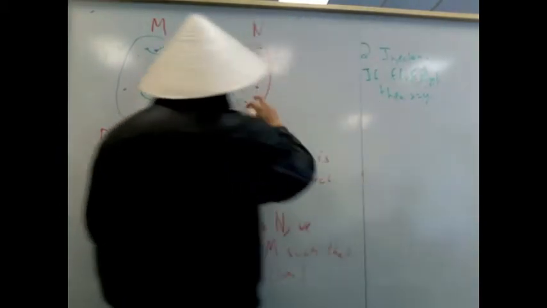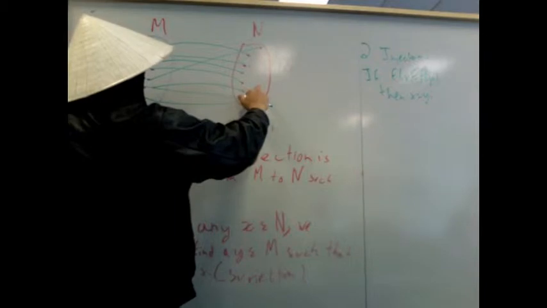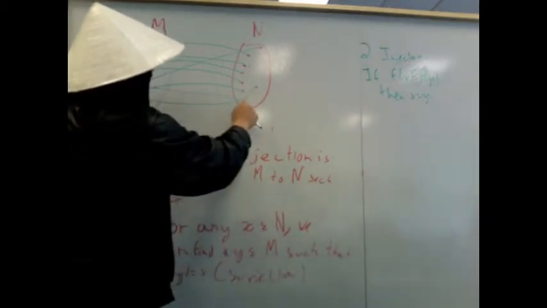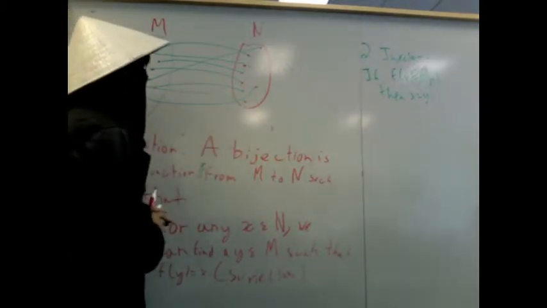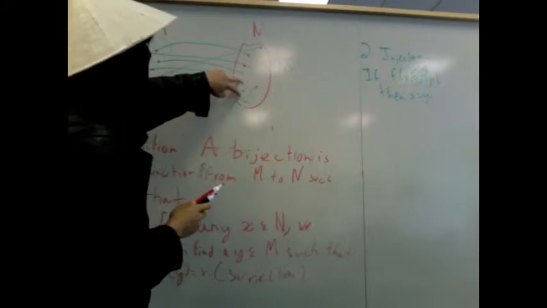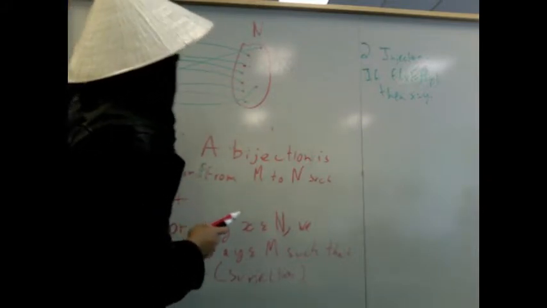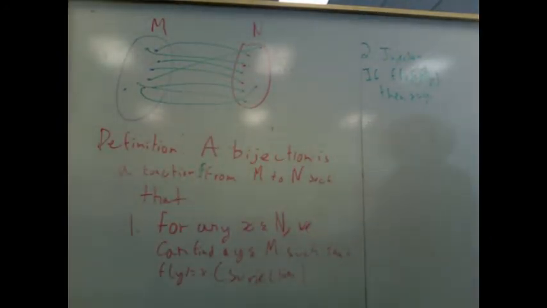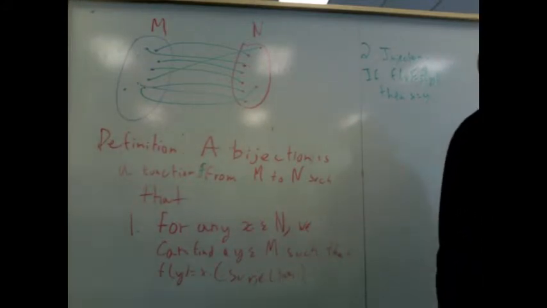It says for any two elements here, if their images are equal, then the two elements have to be the same. So if f(x) is the same thing as f(y), then x has to be the same thing as y. We cannot have two different elements here be mapped to the same element. There. Okay. So that's the definition of injection. Okay, examples.